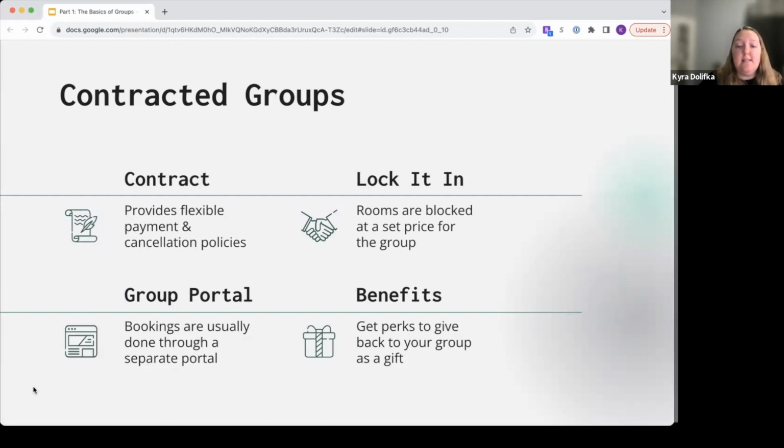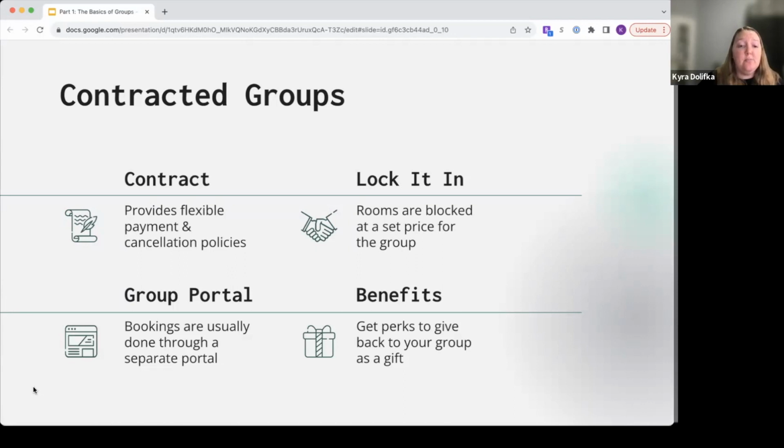It also locks things in for you. So if you sign a contract for 15 cabins on a cruise, those cabins are blocked off. They're at a set price. That price will not change and the availability will not change. So they are locked in and they're guaranteed for that group. So whatever you contract, that is locked in.